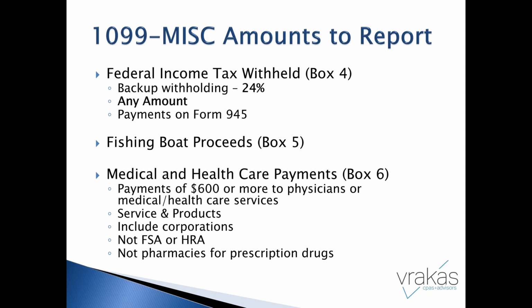There are some exceptions to the rules. A lot of times you don't issue a 1099 to a corporation. This is one of the exceptions. If you pay more than $600 to any organization for any type of drug testing, any medical and healthcare services, it includes product and services, you issue a 1099, and it includes in box 6.